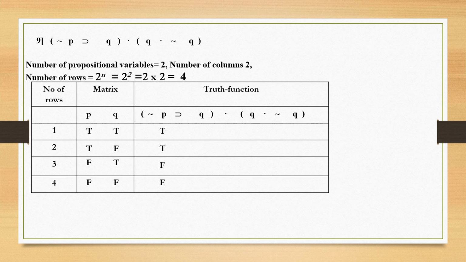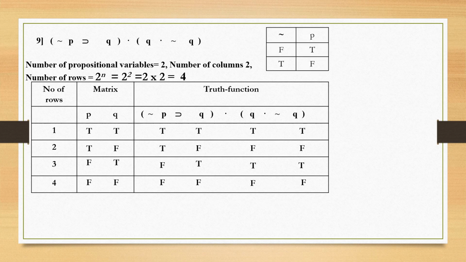Now write P's values and Q's values in the truth function. P's values is TF. Another P is not there, so write Q, TF. First Q, second Q is TF. Third Q is TF. Now negate the values of the propositional variables. P is true. First we'll write P is true, then its negation is false. So it will be false here. Again false. Then if it is false, then its negation is true.